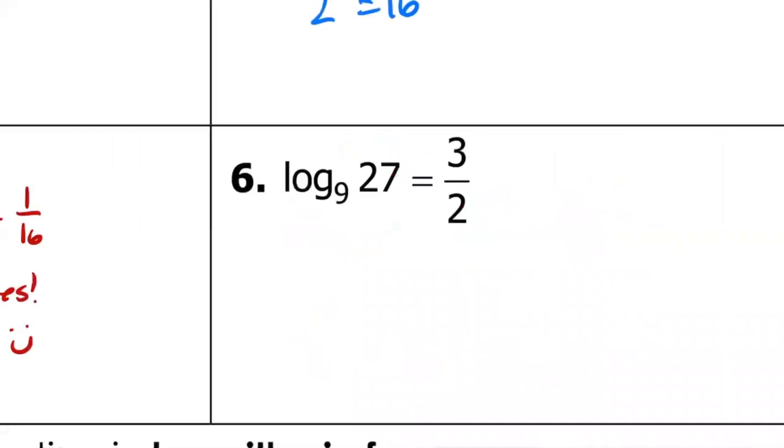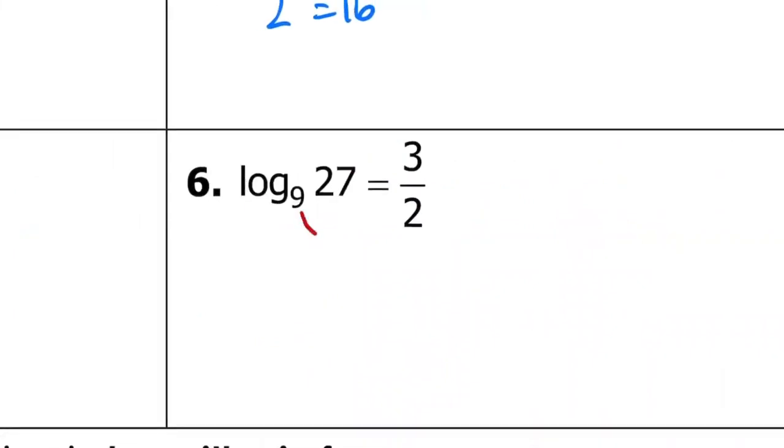Okay. Last one, 9 to the 3/2, so base of 9, and the exponent's 3/2. Remember we did this a while back. We did fractional exponents, and the result is 27. Okay. Is that true? Well, let's check.